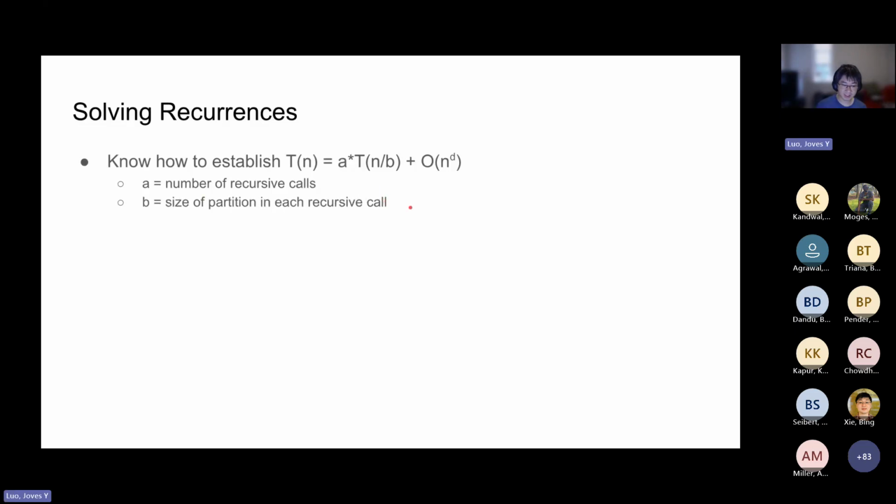B is the size of a partition in each recursive call. So this might get smaller and smaller.